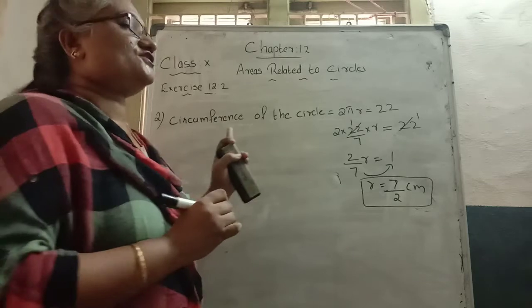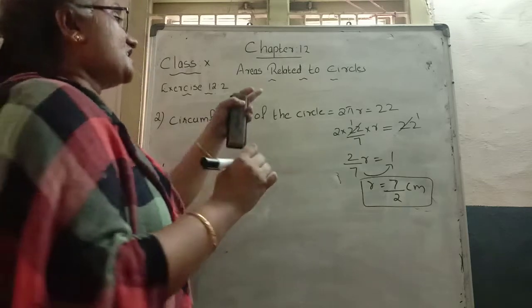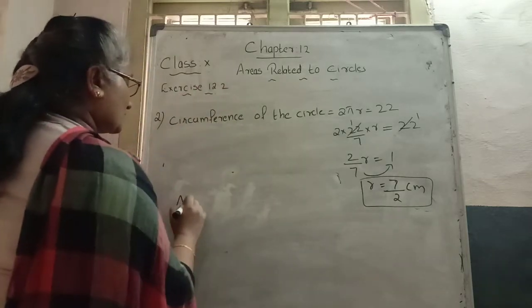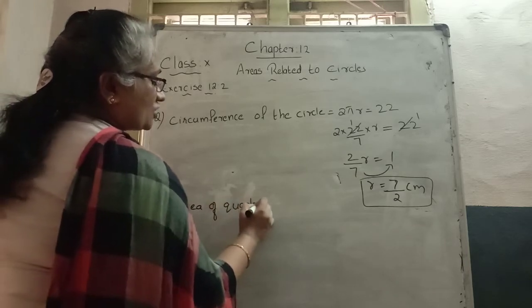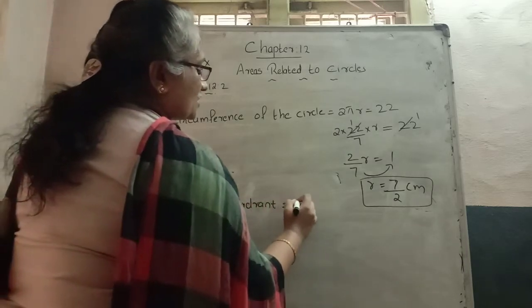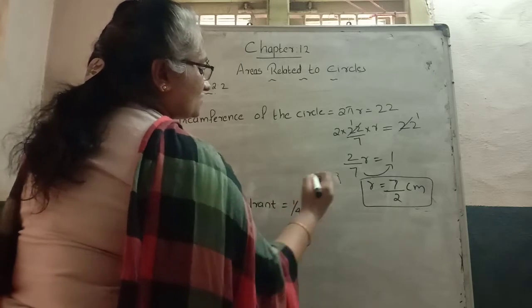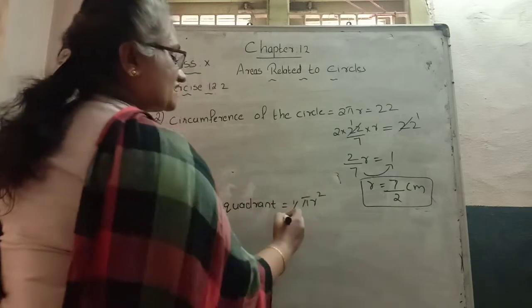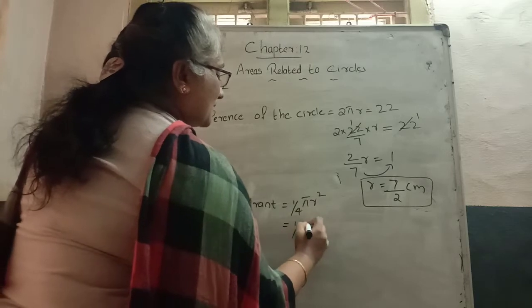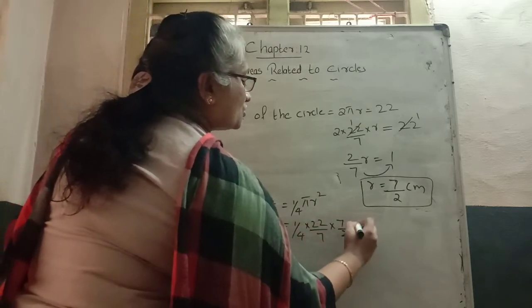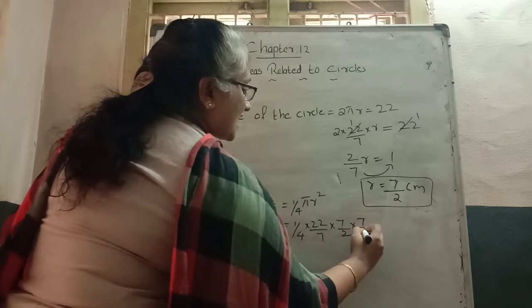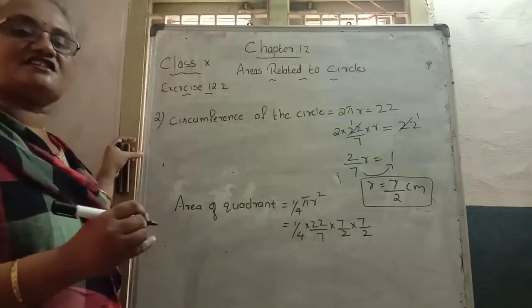R means the radius of the circle. Radius getting after, area of quadrant formula, apply area of a quadrant. So area of quadrant formula is equal to, last class we learned that one by 4 pi r square is the formula. One by 4 pi, place 22 by 7, radius place 7 by 2, 2 times r is there, that's why 2 times right hand multiply.